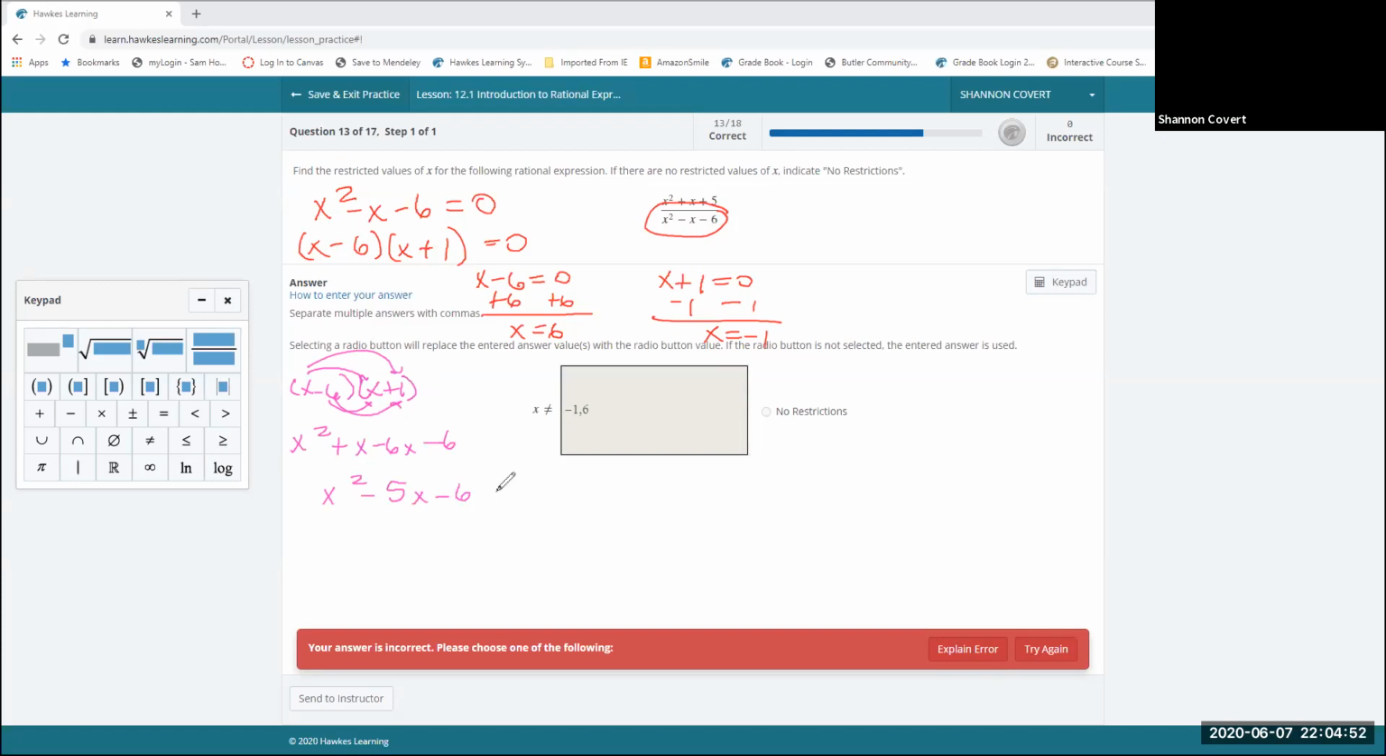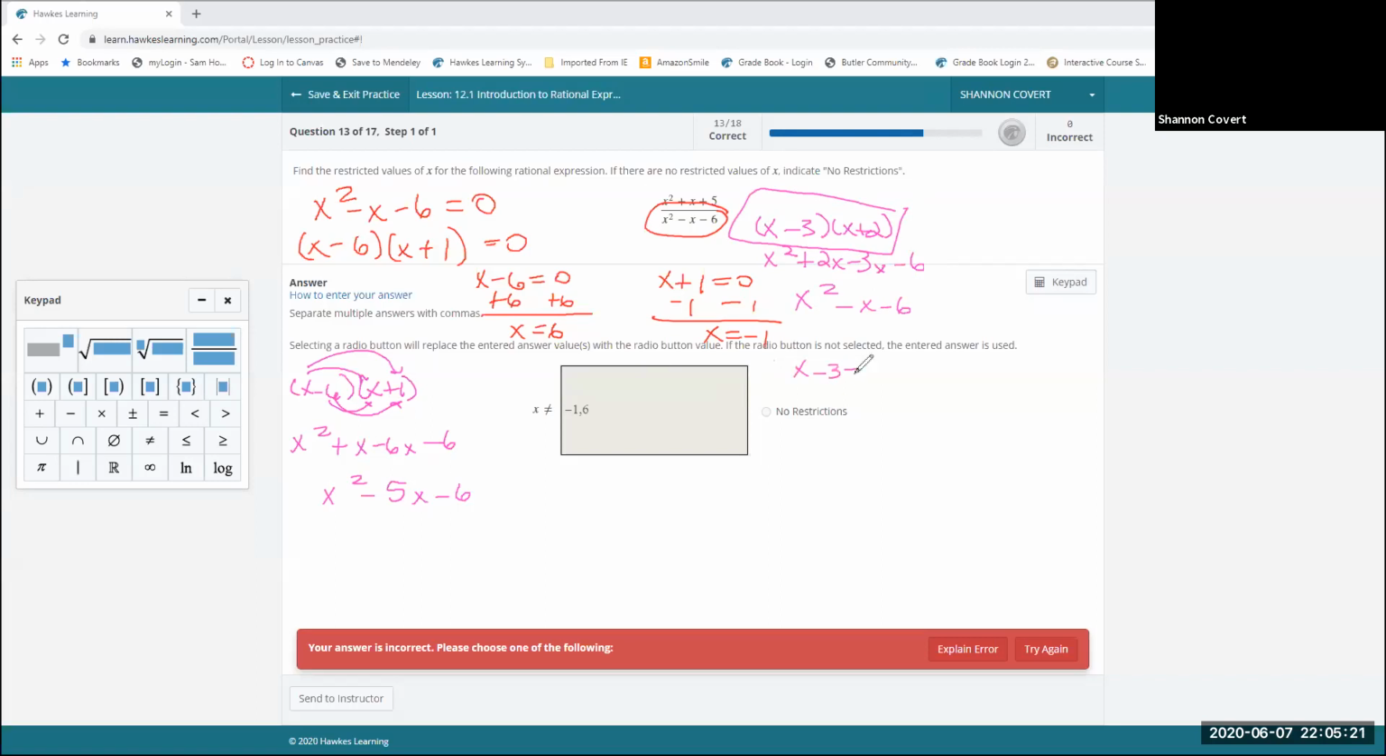I factored incorrectly. So if it was not x minus 6 and x plus 1, my only other options would be x minus 3, x plus 2. Let's see what happens when I multiply that out. X squared plus 2x minus 3x minus 6 gives me x squared minus x minus 6. So these are the two I should have used, x minus 3 and x plus 2.